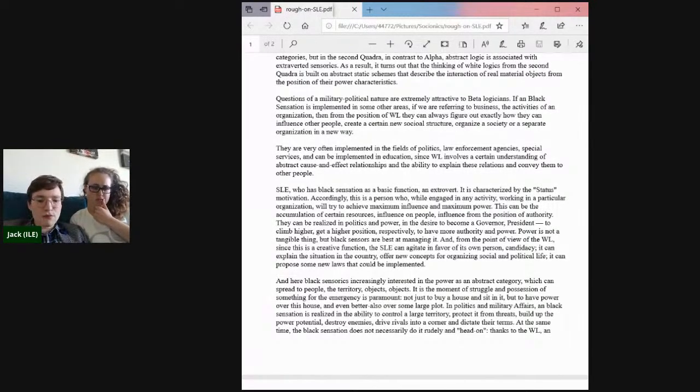Power is not a tangible thing, but black sensation types are best at managing that power. And from the point of view of white logic, since it's a creative function, the SLE can agitate in favor of their own candidacy. It can explain the situation in the country. It can offer new concepts for organizing social and political life. It can propose some new laws that could be implemented. So I think there are parts which can relate here.